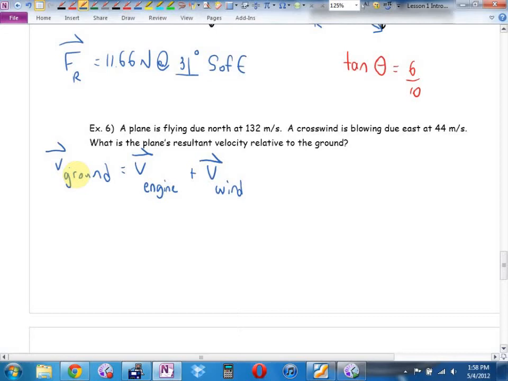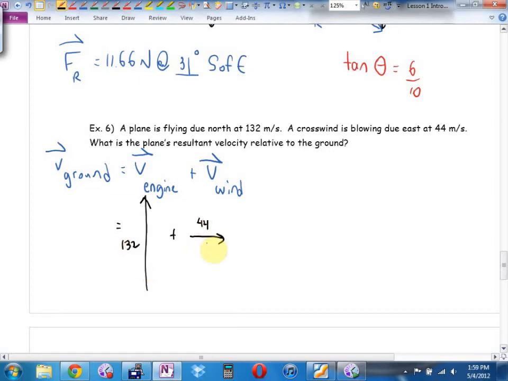Let's draw a picture. I don't know what the ground velocity is going to look like, but the engine is 132, plus the crosswind. Alexis, crosswind which way? How long should I draw the 44? About 1/3 as long as that if I want a nice scale-ish diagram. So I'll go about there.